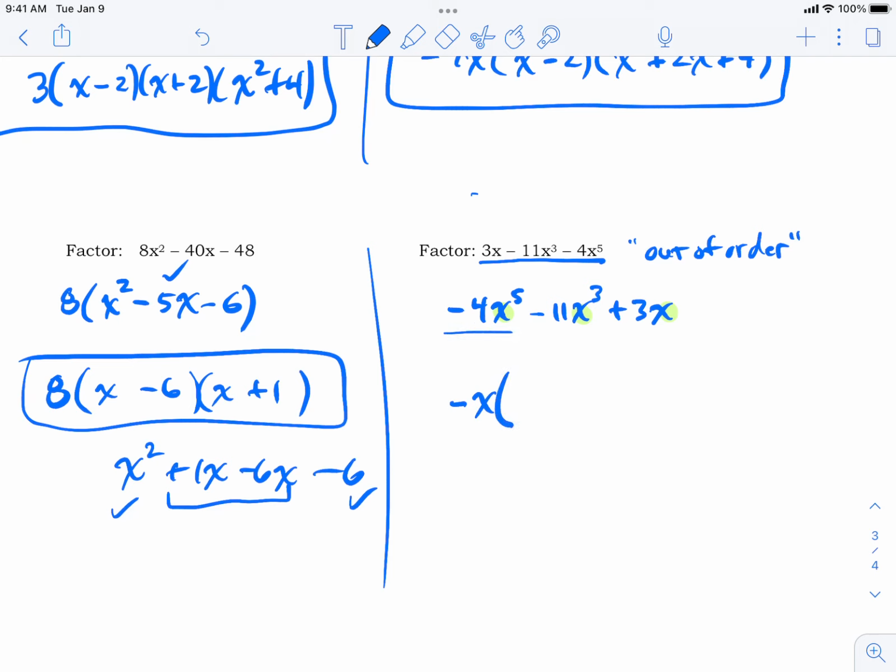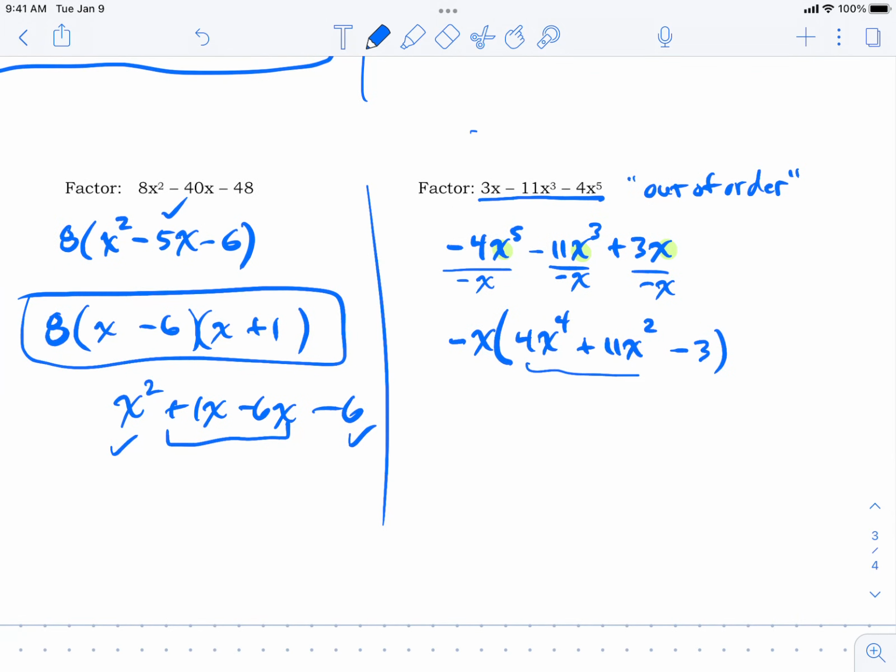So, if I were to divide by negative x here, what would I end up with? I would end up with positive 4x to the 4th. If I were to divide by a negative x here, I would have a positive 11x squared. And if I were to divide this by negative x, I would have a minus 3. So first I pulled out the negative x.